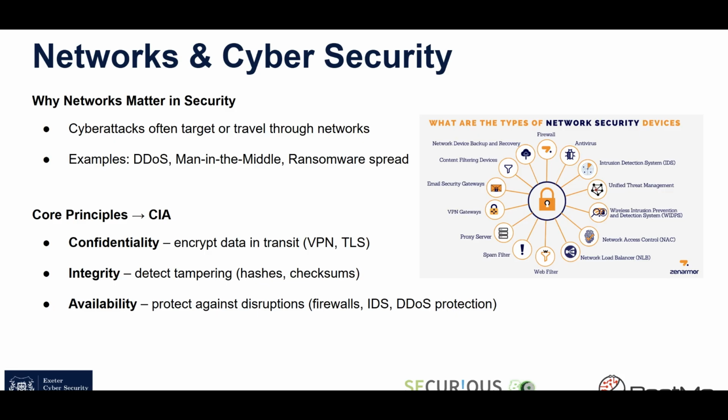Integrity: you need to detect tampering, so you get hashes, you get checksums, all these kinds of checks to see if data has been tampered with. Then you get availability, which protects against disruptions, and you get DDoS protections, where DDoS is distributed denial of service. It's when you send a lot of traffic to a host and, if it's not made correctly, it's going to go down. So this is a denial of service. Then you get IDS, intrusion detection systems, which detect when something goes through a network, firewalls, and all those things. The list is non-exhaustive for the things that protect availability on the network.